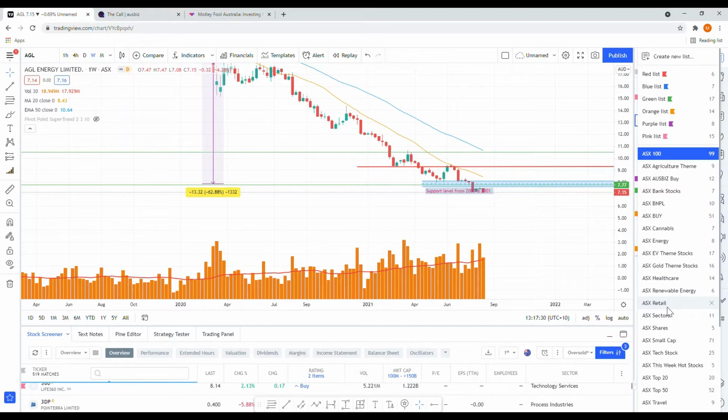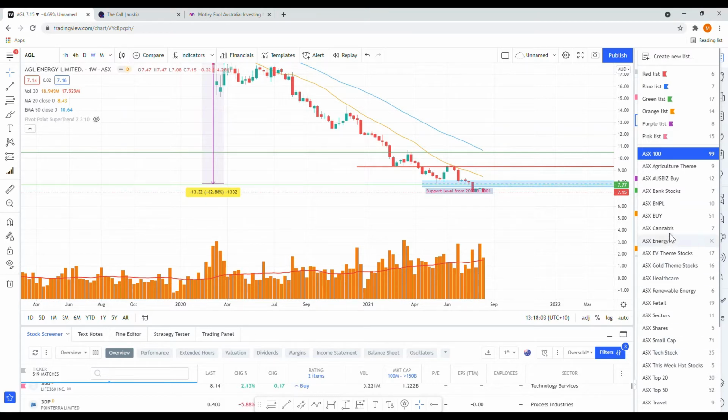Then once a week, because with my work commitment I don't get the chance to look at these every day, I try to go through my lists and see how each stock has done, because I'm more of a long term thinker than a trader. So once a week I check. I can't say I check all the lists, but I try to check ASX small cap every week, ASX tech stocks every week.